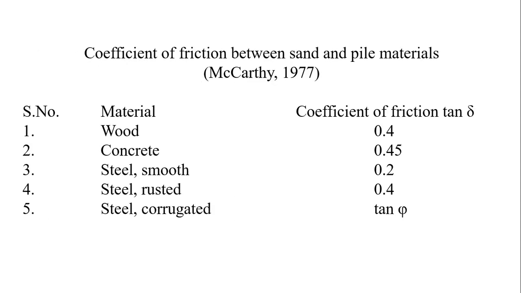c_a will become 0. The delta values for different types of materials used are as follows. You can observe that for wood it is 0.4. For steel, if it is smooth, it can be considered as 0.2, and if it is rusted, 0.4.